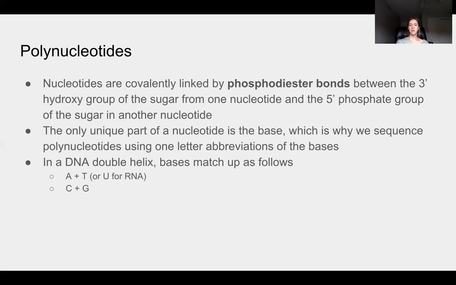So in DNA, the bases match up. A goes with T and C goes with G. So when you're writing the complementary strand of DNA, if you're given one, you need to know which matches up with what. So it's A and T in DNA, or A and U in RNA, and then C always will base pair with G.